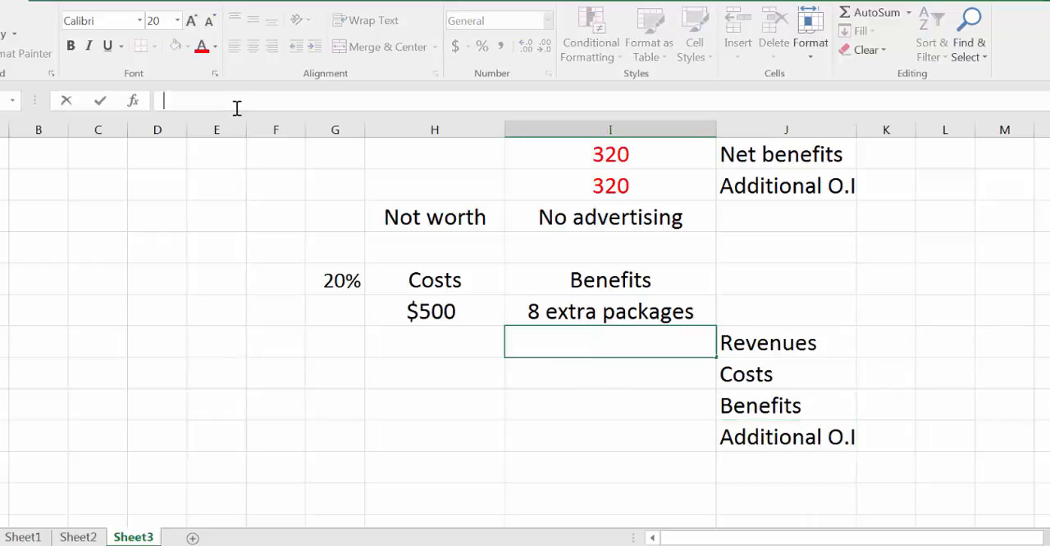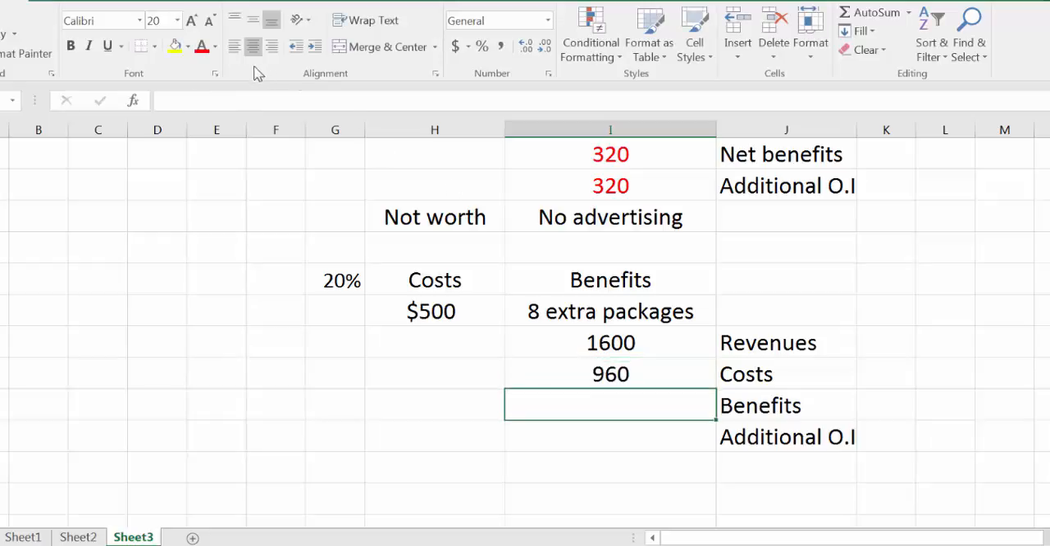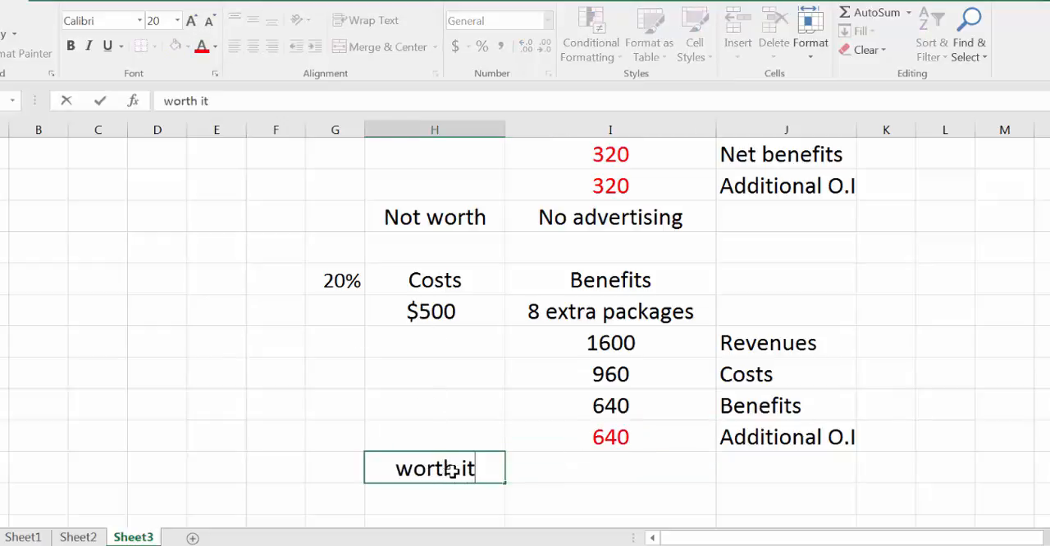For the revenues, we're looking at $200 multiplied by 8 packages, so it's 1,600. For the cost, the publisher charges $120 per package, so we have 8 packages. So the net benefits is the revenue minus the variable cost we have here. So additional, we're looking at 640. So apparently 640 is bigger than 500, so I would say worth it.